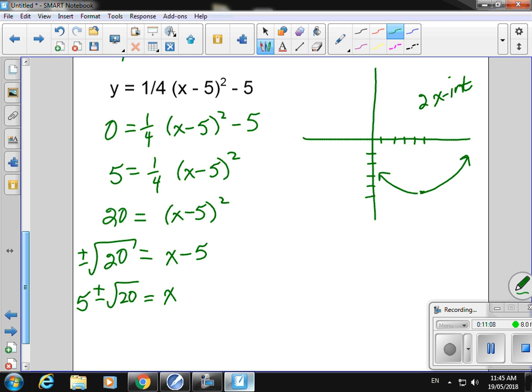I'm going to use a calculator for a second, just so I know what they should look like. I'm having a hard time visualizing 5 add root 20. So 5 add root 20 is about 9.5. The other x-intercept, or 5 subtract root 20, it's approximately 0.53. So I've got one, should have swooped up a little bit here. And then another one over here at 9 and a bit.